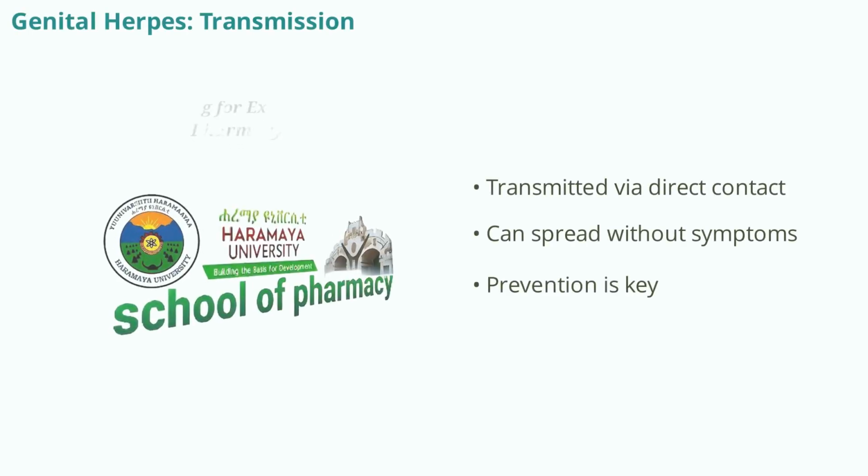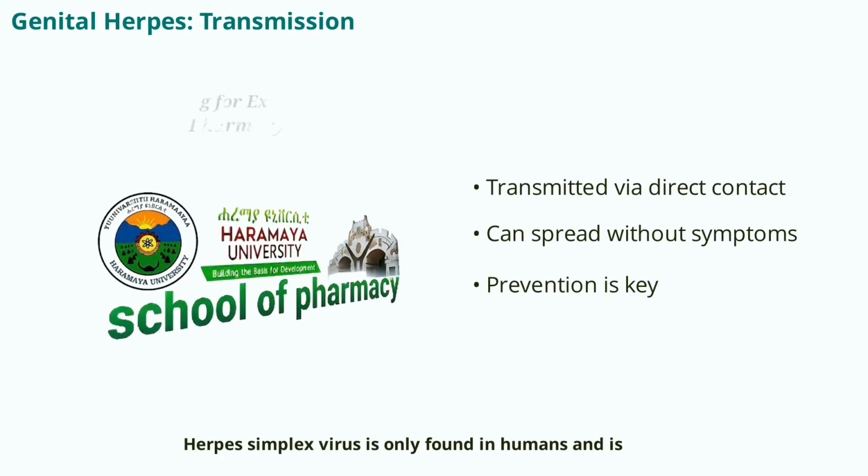Herpes simplex virus is only found in humans and is transmitted through direct contact with infectious secretions or active lesions. The virus enters the body through mucosal surfaces, such as the cervix or urethra, or through abraded skin. Because the virus can be shed even when no visible lesions are present, it is possible to transmit herpes unknowingly. Safe sexual practices and open communication are important for prevention.